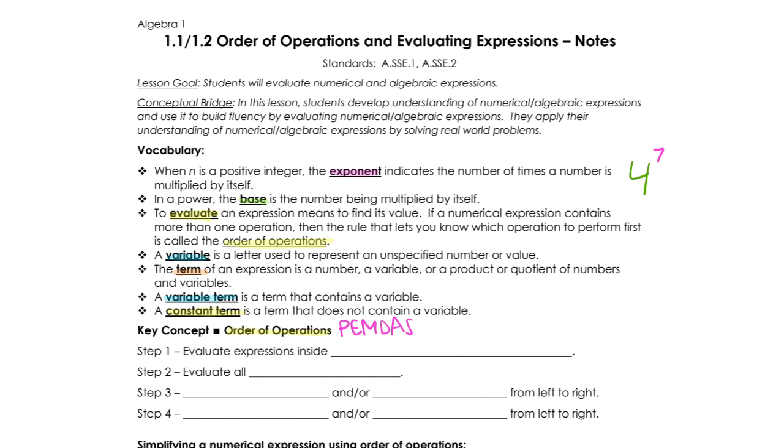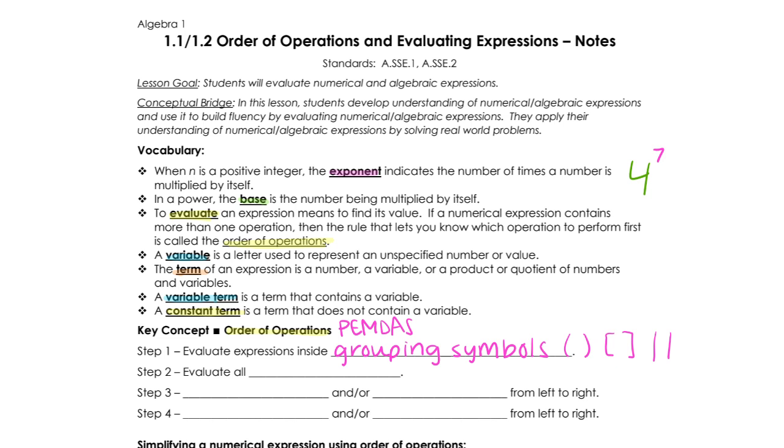So step 1 says evaluate expressions inside grouping symbols. I know a lot of us are used to saying parentheses, but parentheses are just one of many grouping symbols. In this class, we will see grouping symbols such as parentheses, like we just talked about. We will also see brackets. We will also see absolute value bars. So those are the 3 types of grouping symbols that we will see in this class.